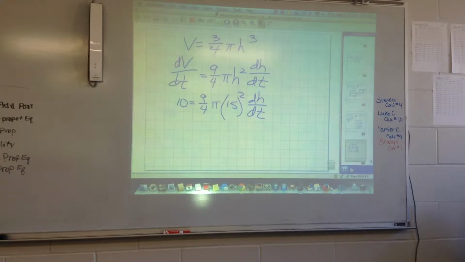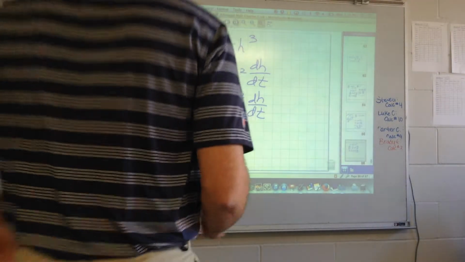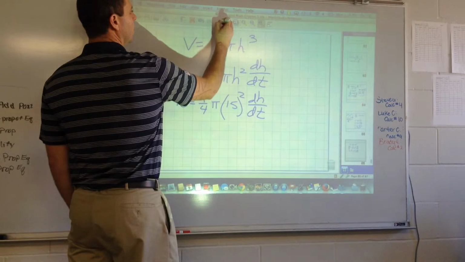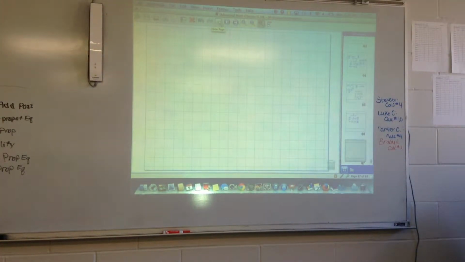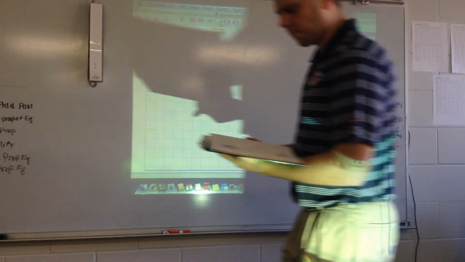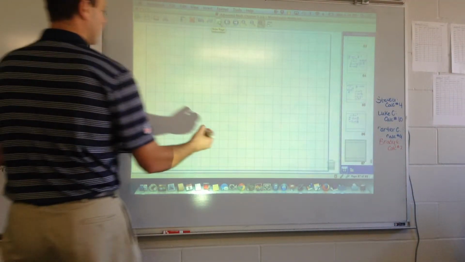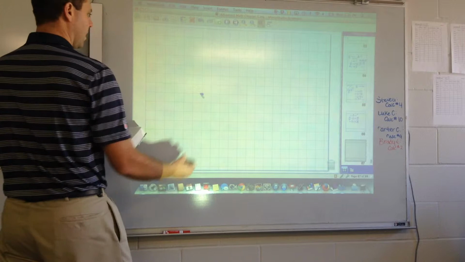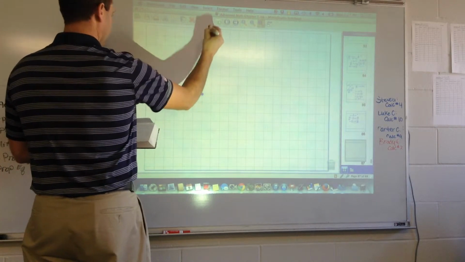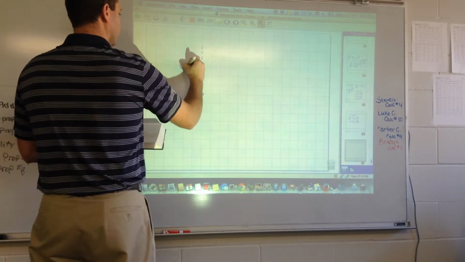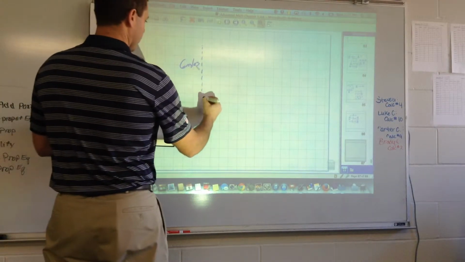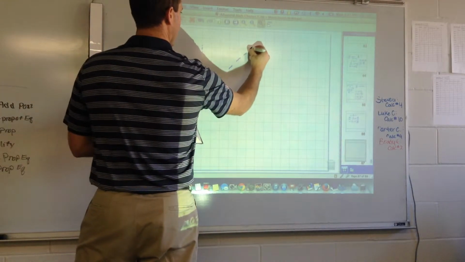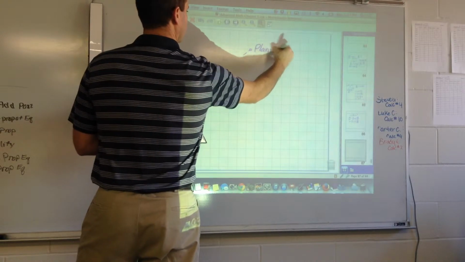We have actual numbers, but we'll see if we can make this work. So let's say here's the ground. We know the airplane is 6 miles above the ground. Here's the plane.